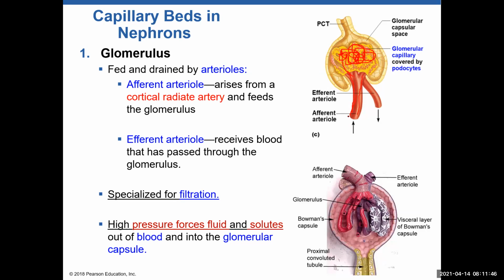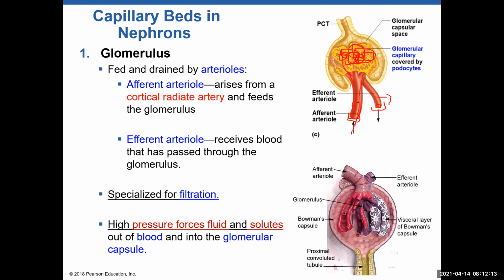And if you remember yesterday, I told you the afferent arteriole is a little larger in size as compared to this one, which is a little smaller in size. This is the efferent coming out, the afferent going in. And this has a significance. Why is this larger and why is this smaller?